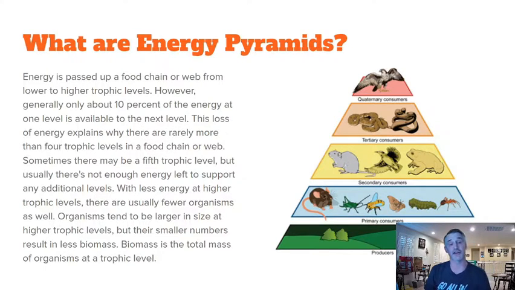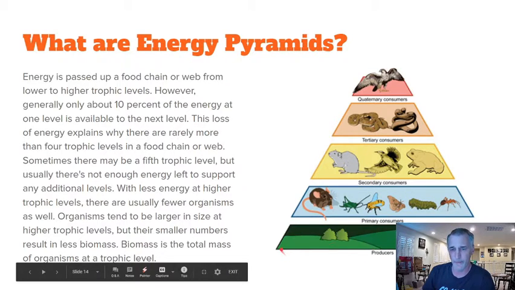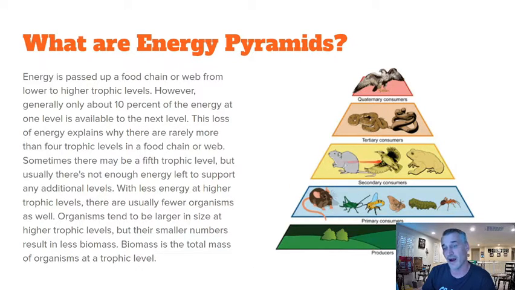Organisms tend to be larger in size, but less in number, so a decrease in biomass at those top levels. And biomass is basically the total mass of organisms in a trophic level. So you may have millions of producers in a particular ecosystem and only maybe thousands of consumers and maybe only hundreds of secondary consumers and maybe even dozens of tertiary consumers and then maybe only one or two of these quaternary consumers in a particular area.